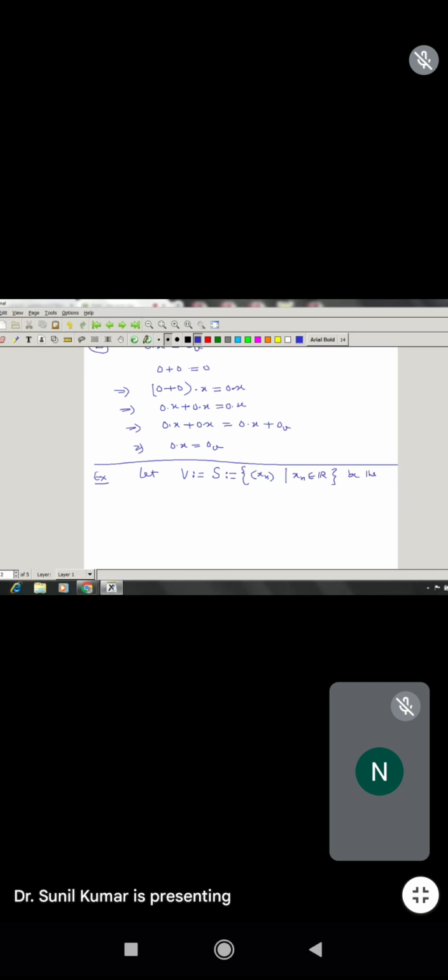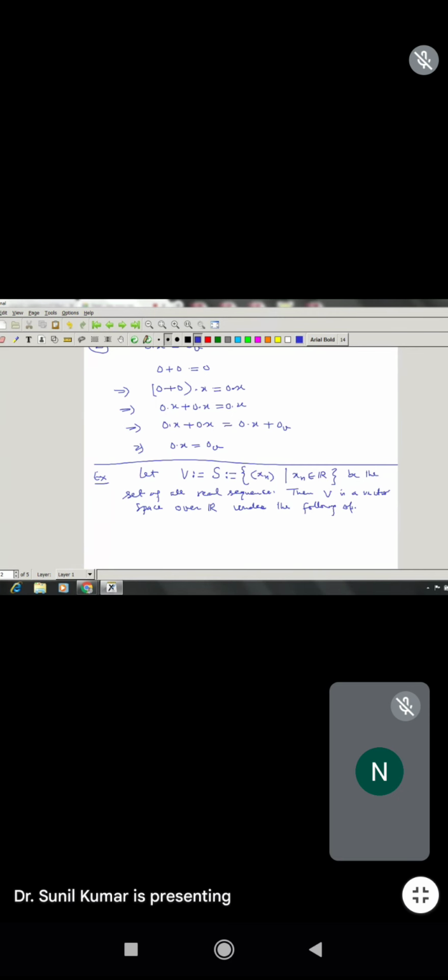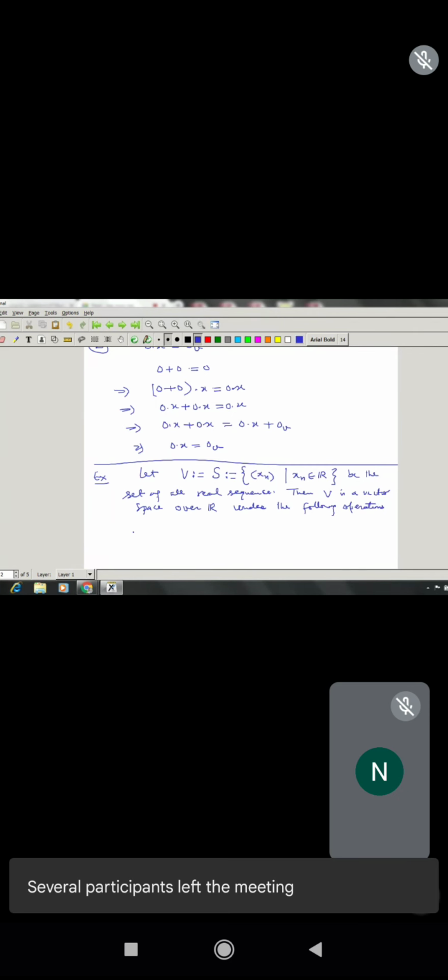This is the set of all real sequences. Then V is a vector space over the field of real numbers under the following operations. What are the operations?